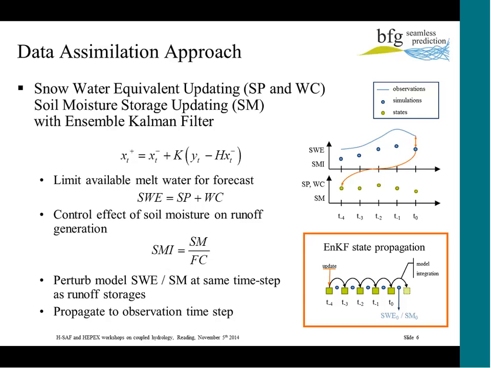So the snow water equivalent would be a sum of the solid and the liquid fraction of the snow storage, and the soil moisture index would be the soil moisture storage of the model normalized by the field capacity, which is actually a model parameter for every individual basin.